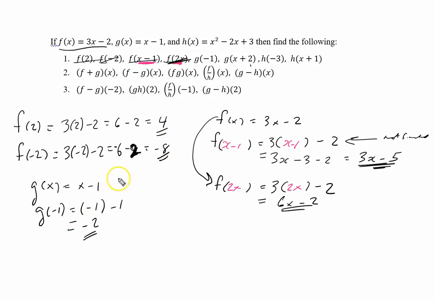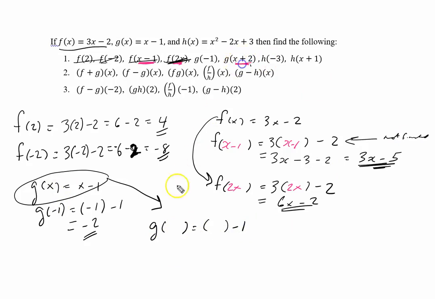All right, now what about g evaluated at x plus 2? Well, now I'm going to rewrite this so that I have blank parentheses wherever the x is. And what do we want? We want g evaluated at x plus 2, so that's what's going to go in here. And so that's going to give us x plus 2 minus 1, and 2 minus 1 is 1, and our answer would be x plus 1. That's our answer for that one.